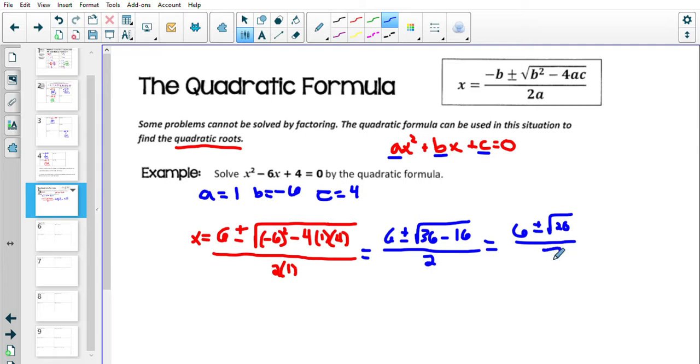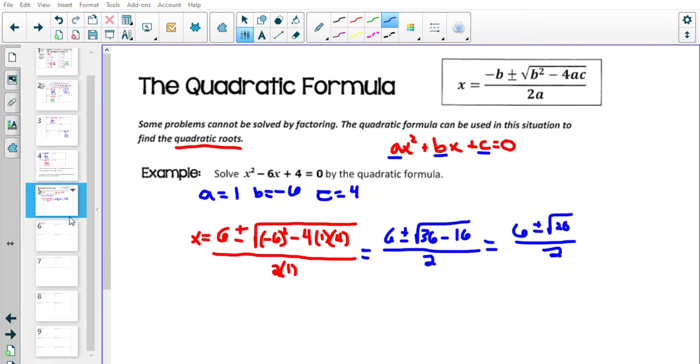divided by 2. Okay? Now I could go through and simplify the square root of 20 into the square root of 4 times the square root of 5, make it 2 square root of 5, but I can also just type this into my calculator. Okay? So I'm going to pull up the Desmos calculator real quick. All right, so I'm going to go to desmos.com. So I'm going to type this in. You could do this in the scientific version too.